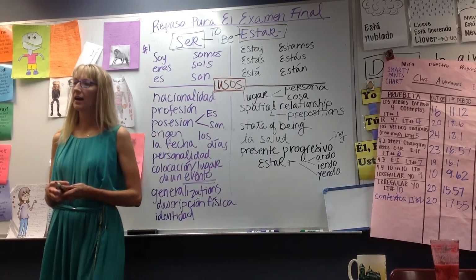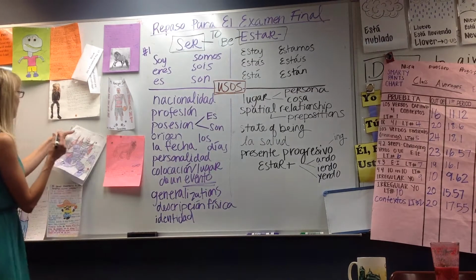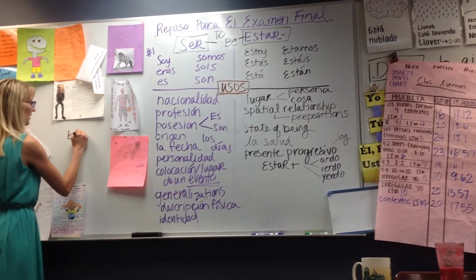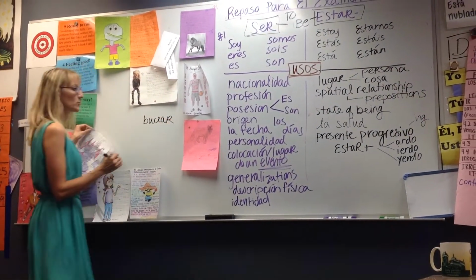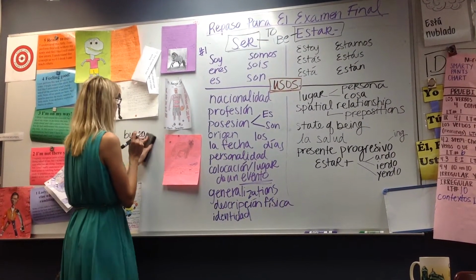So check this out. ¿Cómo se dice to scuba dive? Bucear. Bucear is to scuba dive. It's an AR verb, so what do you think it's going to end in? Ando. Okay, so I take this off and I say ando.